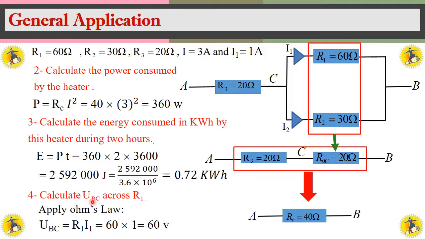Calculate the voltage UBC across R1. We have I1 and R1, we will multiply them to find the voltage BC. So it equals 60 times 1 equals 60 volt.